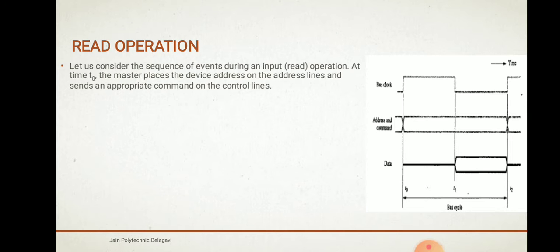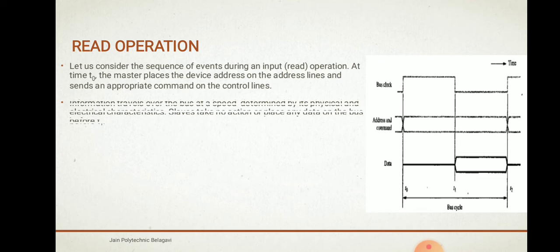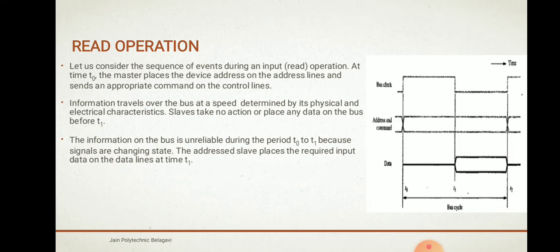Now let us see how the read operation takes place. Let us consider the sequence of events during a read operation. At time t0, the master places the device address on the address lines and sends an appropriate command on the control line. Information travels over the bus at a speed determined by its physical and electrical characteristics. The slave takes no action or places any data on the bus before T1. The information on the bus is unreliable during the period T0 to T1 because signals are changing state. The addressed slave places the required input data on the data lines at time T1. So at time T1, the input data lines will be activated.